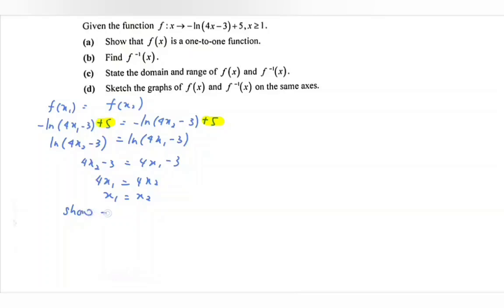This shows that f(x) is a one-to-one function. Reason: because we have x1 equals x2.